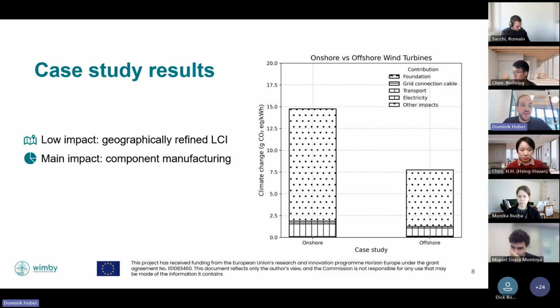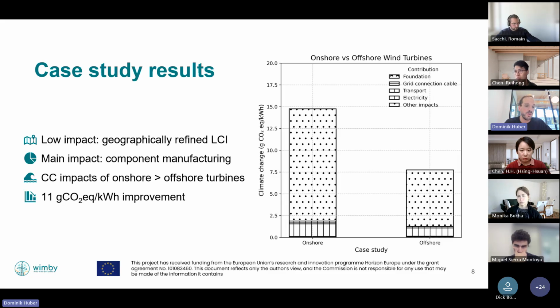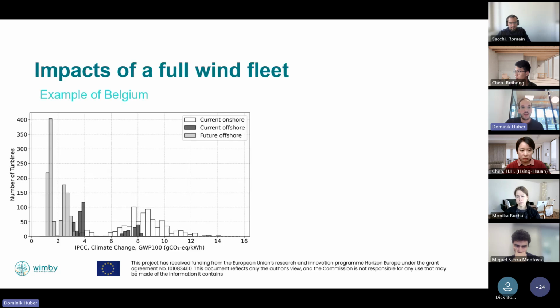Then the main impacts actually stem from the main components. So these are still the big towers and the rotor and the nacelle and so on. So then we also can see that due to higher electricity production, the offshore results are quite a bit better than the onshore. And when we compare this to standard ecoinvent data sets, we also can see that the model resulted in some improvements.